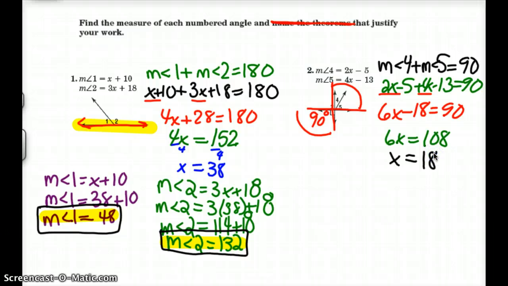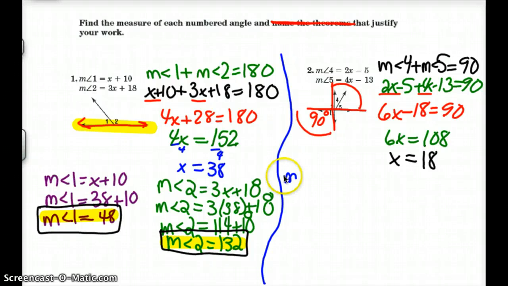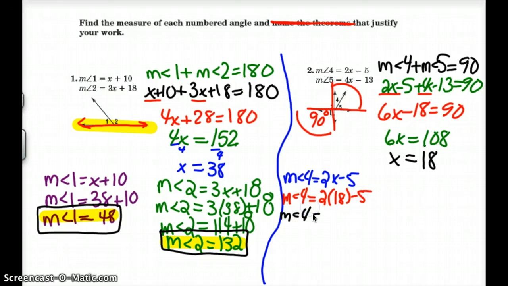Now I need to go ahead and find my angles. If you want to draw a line here, I don't know if you guys are tight or not, I am. My measure of angle 4 is 2x minus 5. So I'm going to plug my x in. Angle 4 is 2 times 18 minus 5. Measure of angle 4 equals 2 times 18, which is 36, minus 5. So my measure of angle 4 is 31.